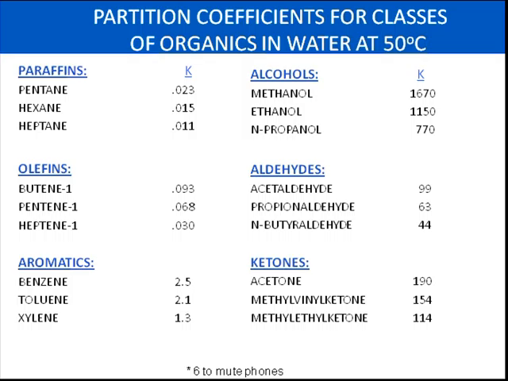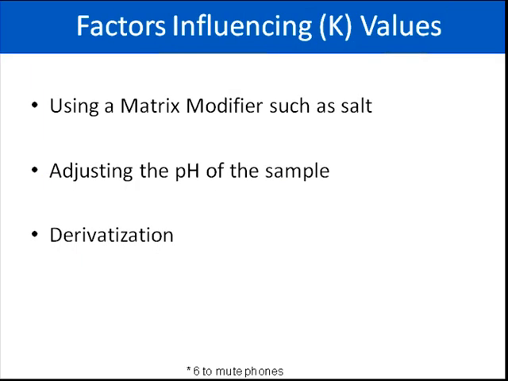Now, when we look at methanol and ethanol, those are very polar compounds. They like where they're at. They have no desire to get out of that sample matrix. So there are things that we can do to have an influence on these types of compounds that do have higher K values, to get them to move. So let's take a look at a couple of those.